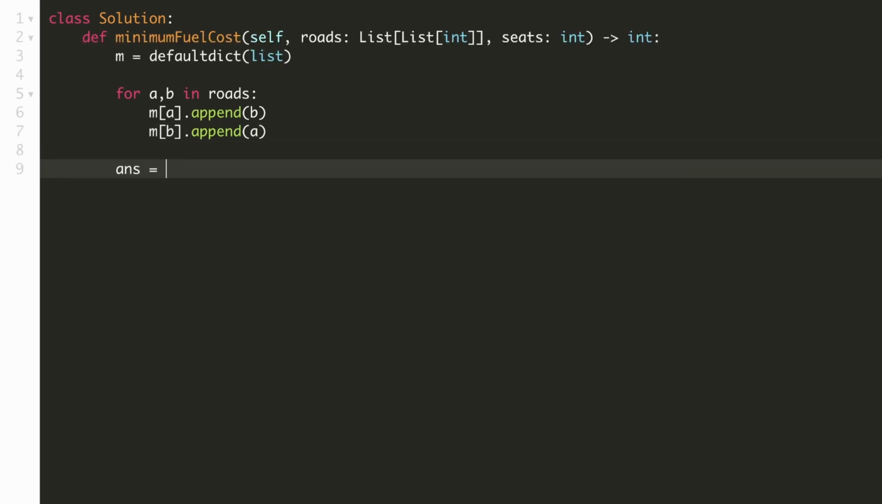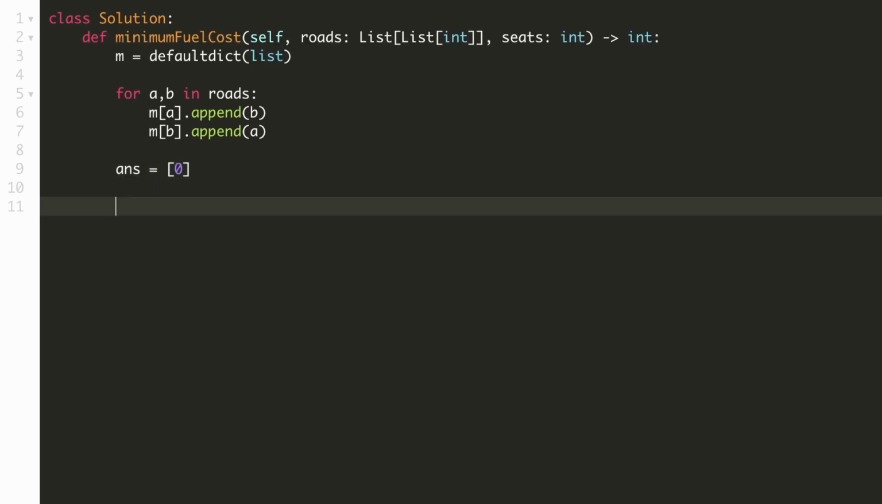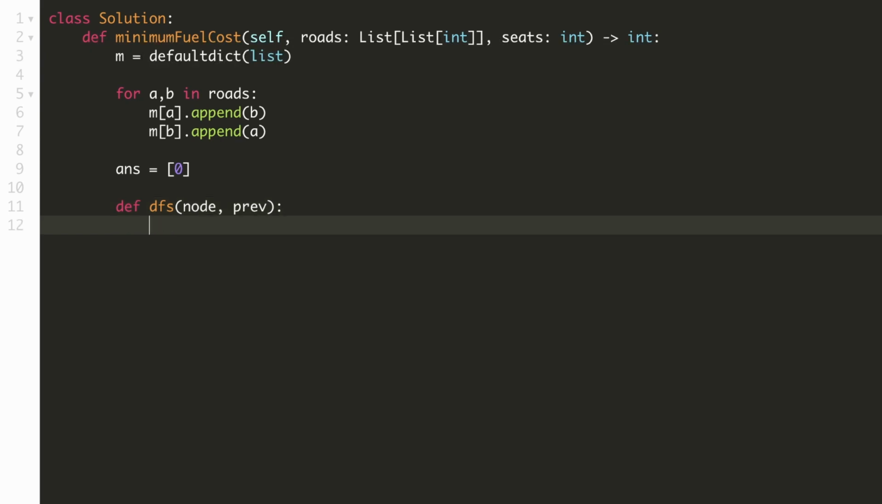Let's initialize our answer to be 0 in a global variable. We are storing this in an array because it would be accessible from inside the DFS function. Let's define our recursive DFS function, which would return the number of people aggregating in that city. The input parameters would be the city and the previous city from which it has arrived.